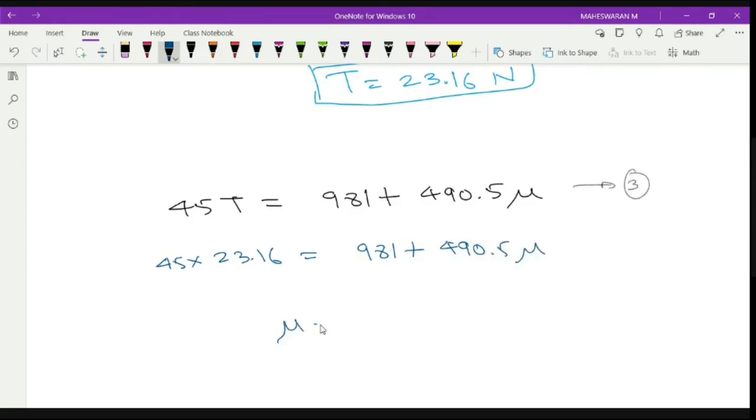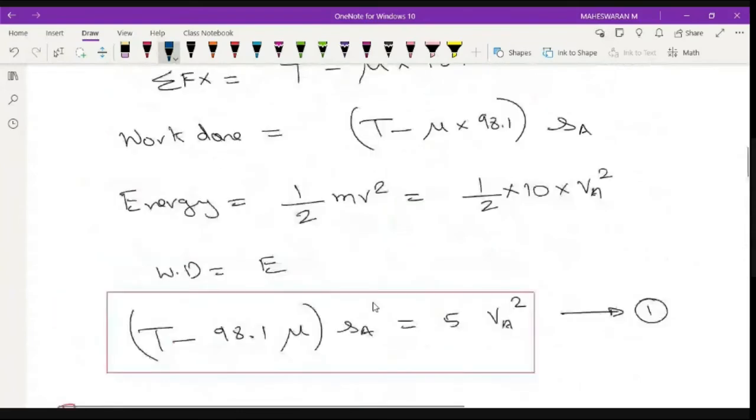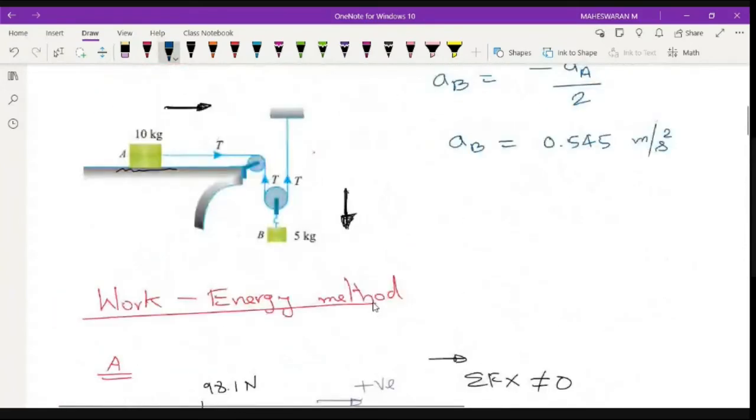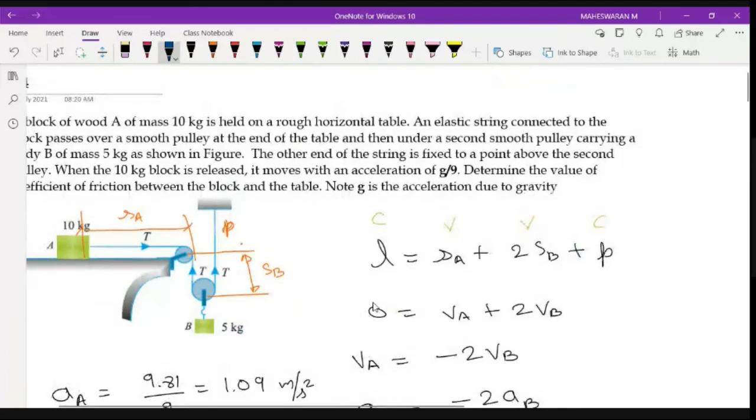So what is the value of mu? So you'll get 0.125. Are you getting it? Yes, sir. Right? So this is the value of mu. So you can also solve the same problem in any other method, whatever is convenient. Okay, you can try it out. You find out how to do this.